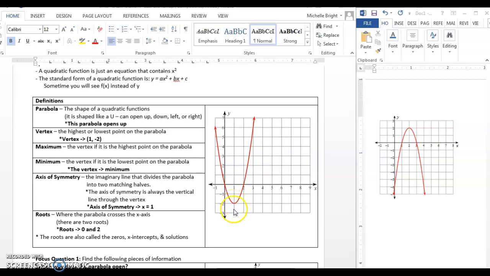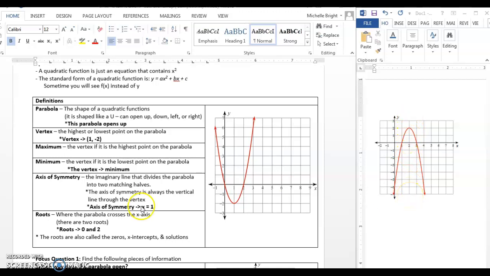So your axis of symmetry will go right up through that vertex. This is a vertical line, which means its equation should be x equals whatever number it's going through. So for this, our axis of symmetry is going through 1. So we'd say, our axis of symmetry is x equals 1. Please remember your axis of symmetry will always go through your vertex. For this, here is your vertex, here's that imaginary line. So for this one, your axis of symmetry would be x equals 2.